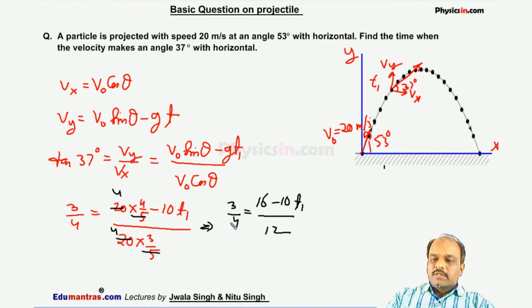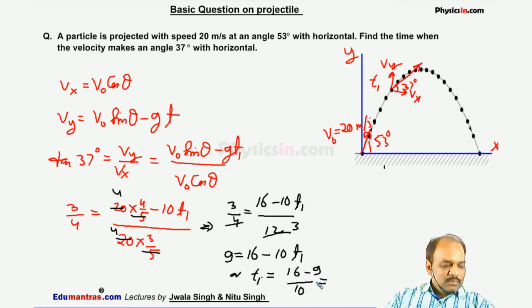So from here we can say 9 is equal to 16 minus 10 t1, or t1 is equal to 16 minus 9 divided by 10, which is equal to 7 by 10, which is equal to 0.7 second. This is the first answer. This is the time when the particle makes angle 37 degree with the horizontal.